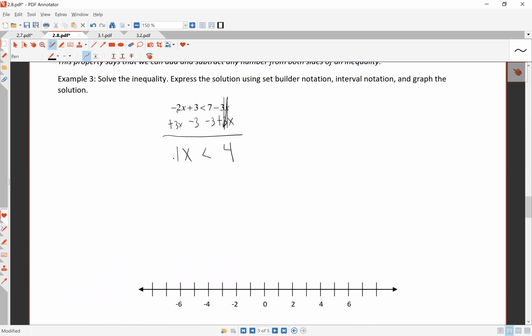Is that clear? Yeah. Okay. And so that says x is less than 4, so we go to 4, everything to the left, and we use a parenthesis on that.